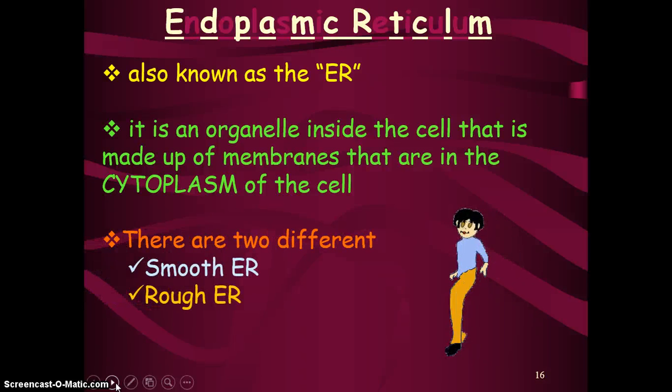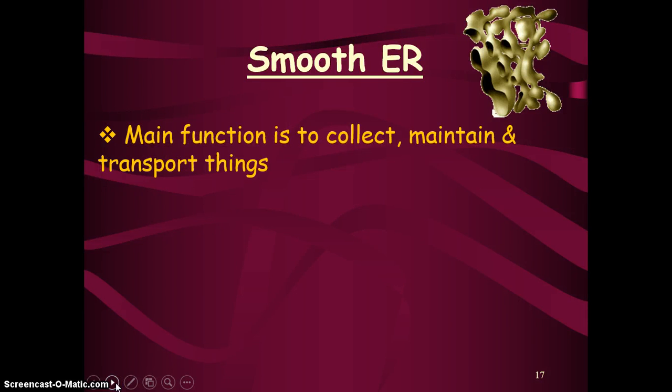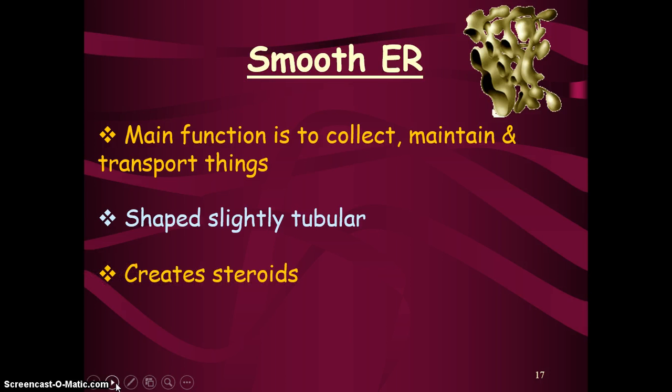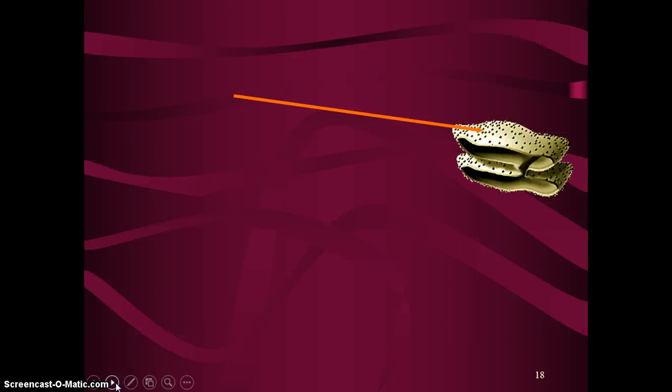This guy over here to the right is pretty smooth, I guess. Rough ER has ribosomes on it, and the smooth does not. So the smooth ER, its main function is to collect, maintain, and transport things, and it's kind of tubular. And one of its jobs is also to create steroids. It stores ions for the cell to keep nutrients balanced as well.